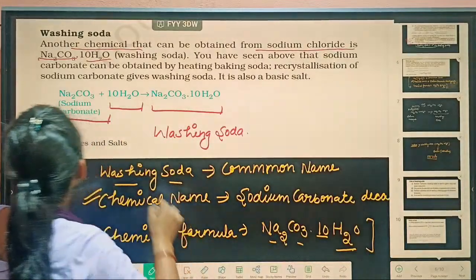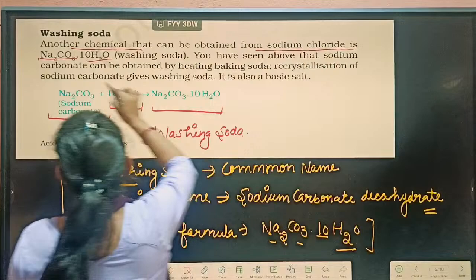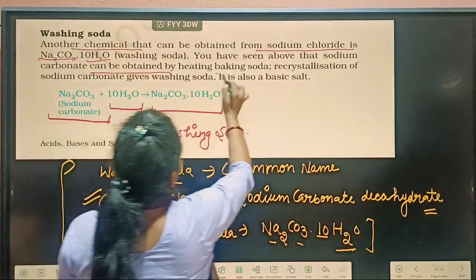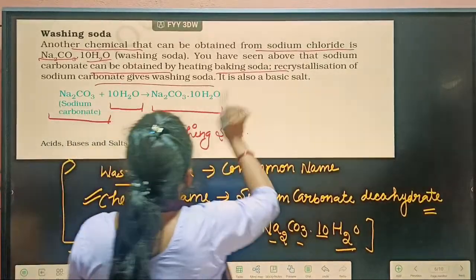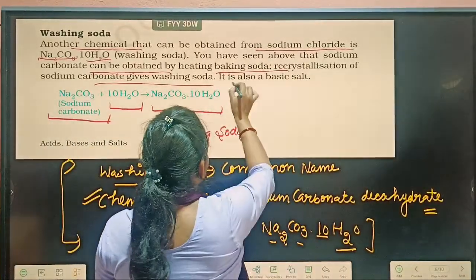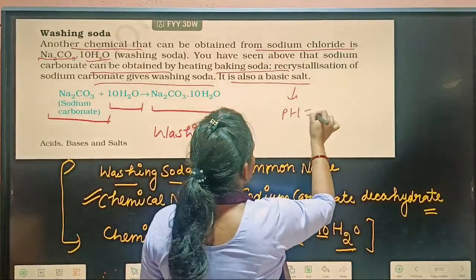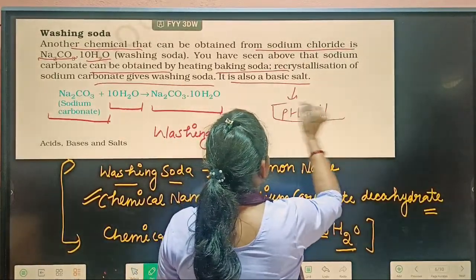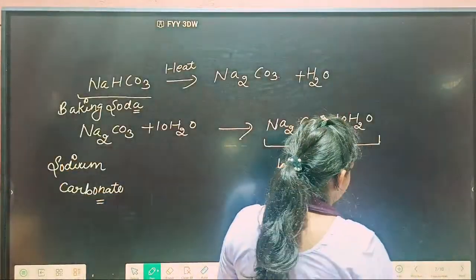So students, you have seen above that sodium carbonate can be obtained by heating baking soda. Recrystallization of sodium carbonate gives washing soda, and it is also a basic salt. Its pH is 11. So I hope all these things are clear to you.